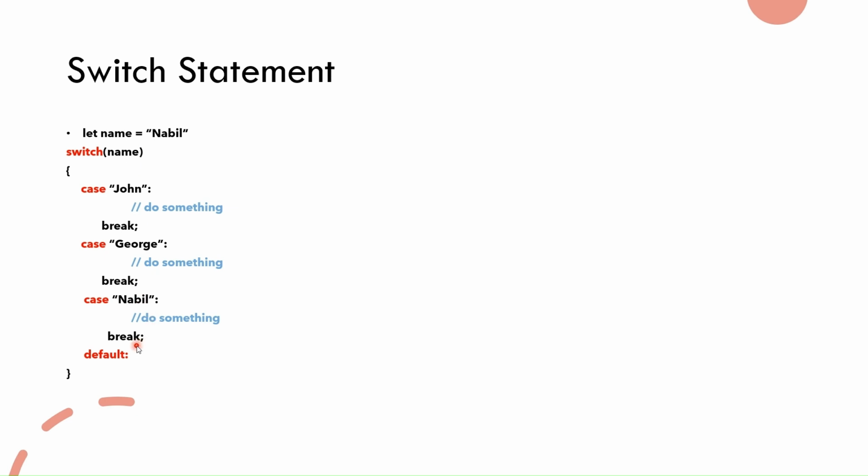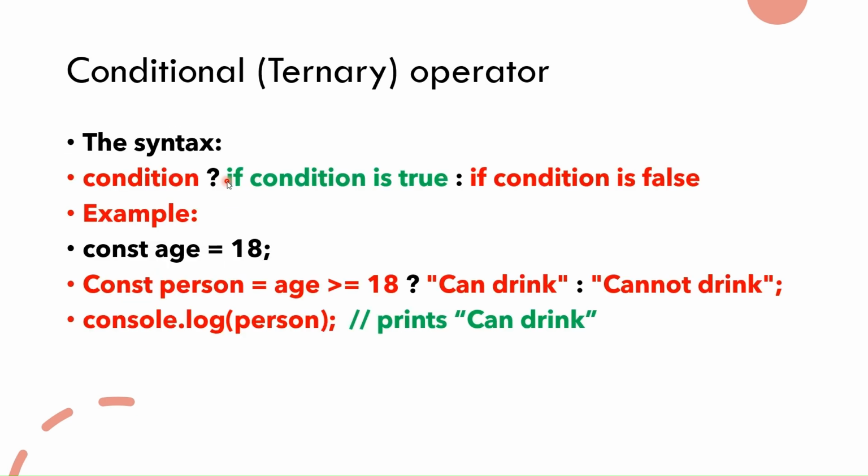John, George, Nabil would all execute. We have another one, the conditional or ternary operator, which acts kind of like control flow. For example, you put a condition here, then a question mark. If the condition is true, it will execute this side, before the colon. If it's false, it will execute this side.